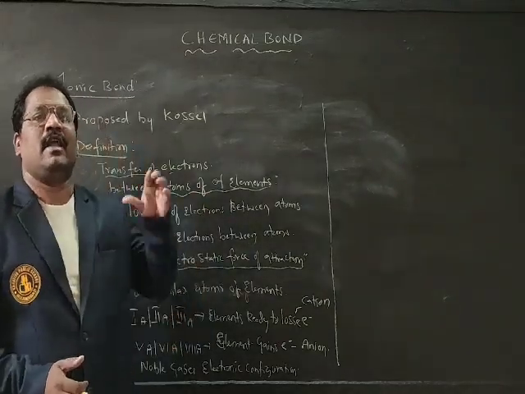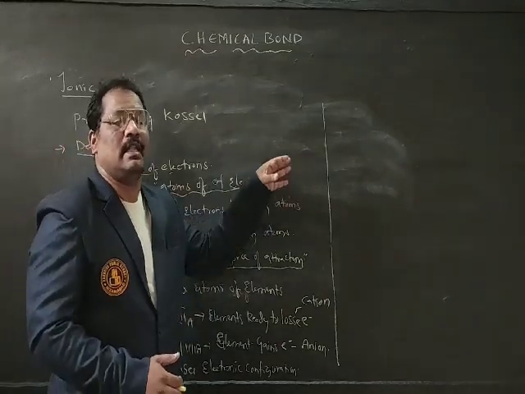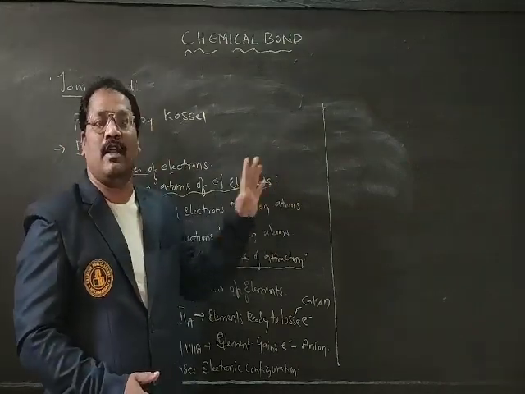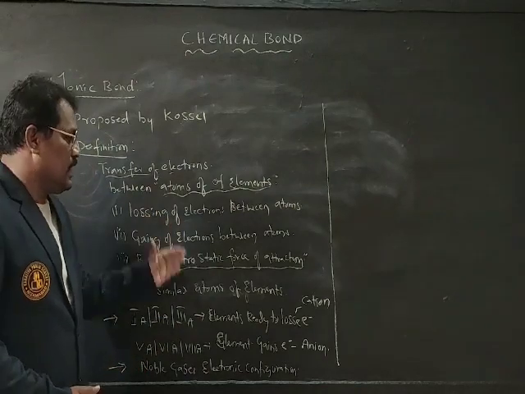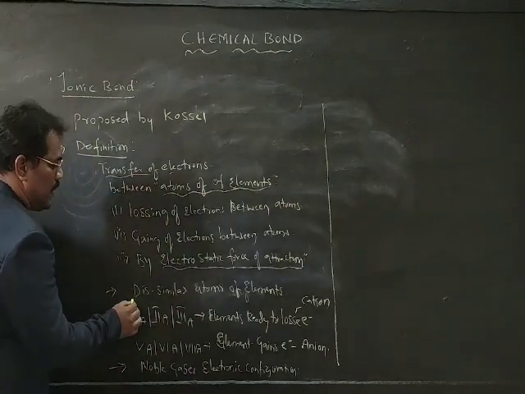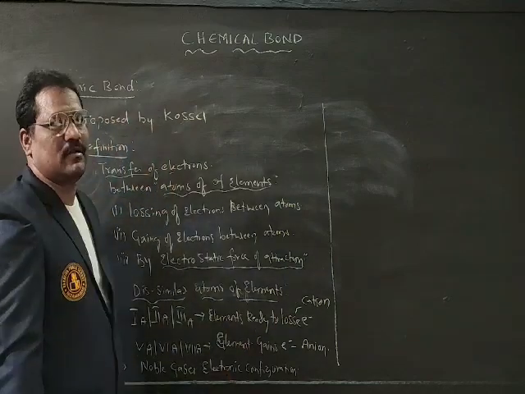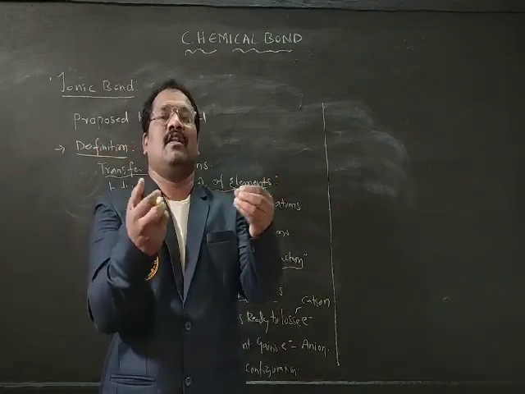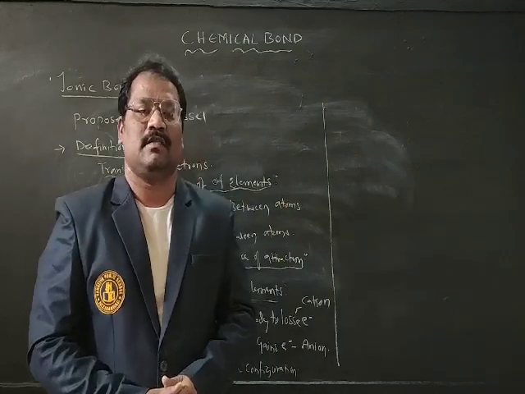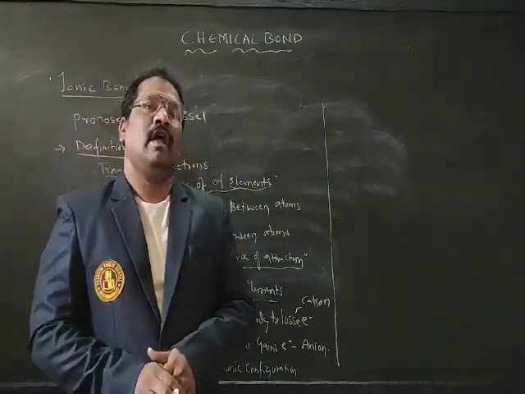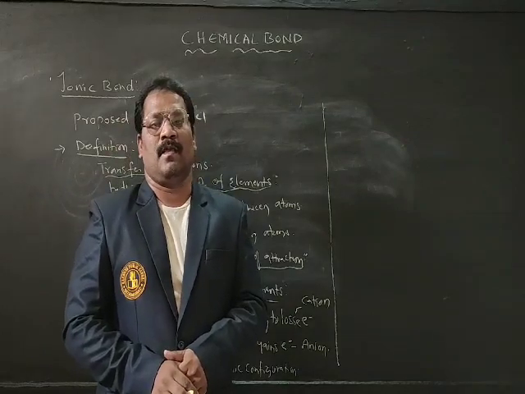That bond is called an ionic bond. It can take place between dissimilar atoms of elements, not between similar atoms. It will be formed between dissimilar atoms of elements.